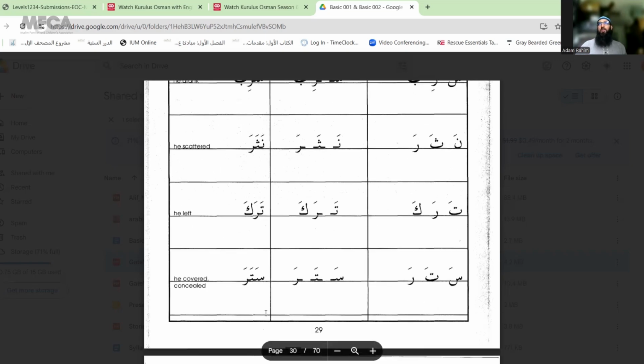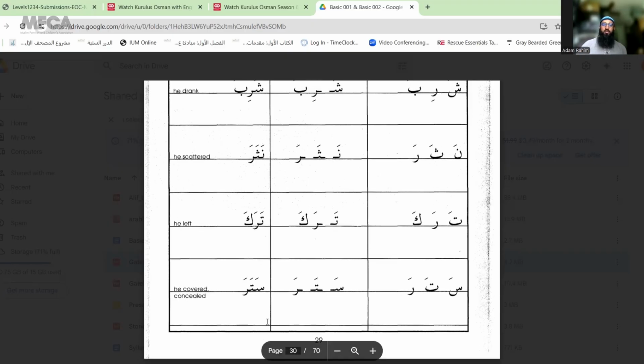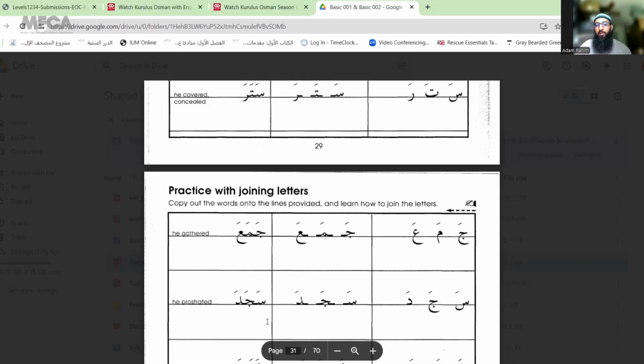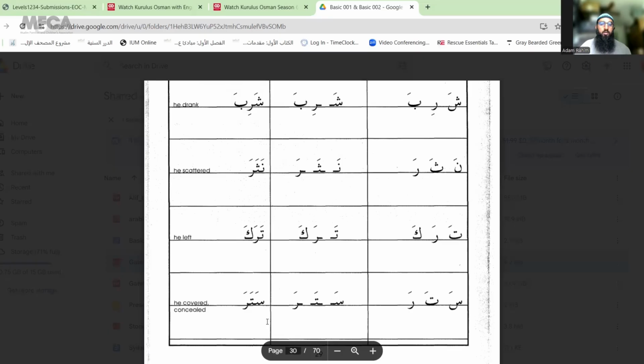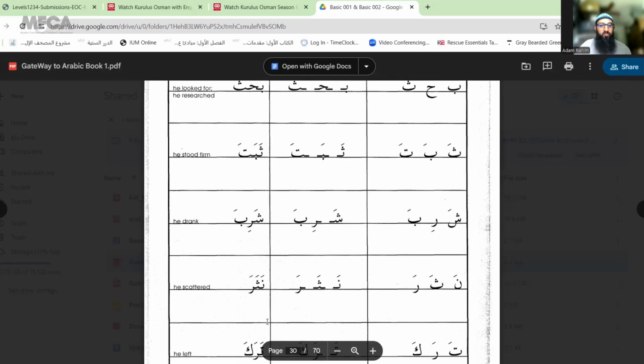This translation here doesn't really give you a clear indication of its meaning, because he left could mean he left, like, okay, left what? Left the room, he exited, basically. But rather it means he left something. Not necessarily that he left, but he left something. Satara, he covered or he concealed. Once again, this is another word referring to something else. Not meaning that he covered, but that he covered something.